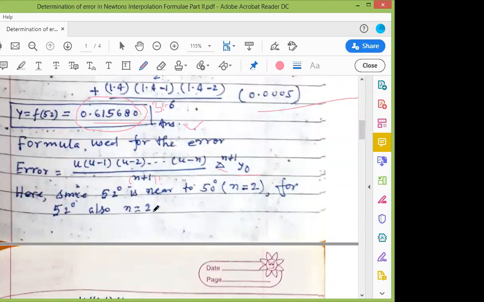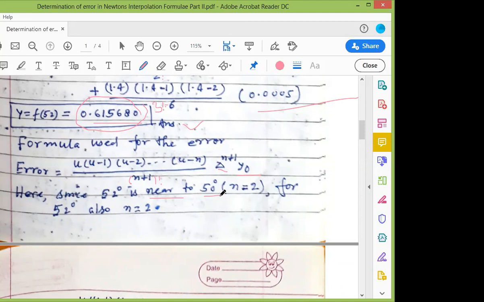Since 52 degree is near to 50 degree, as I have given you the interpretation and justification, if you remember the 51, 52, 53, 54. If it was 53, it was near to the next one.